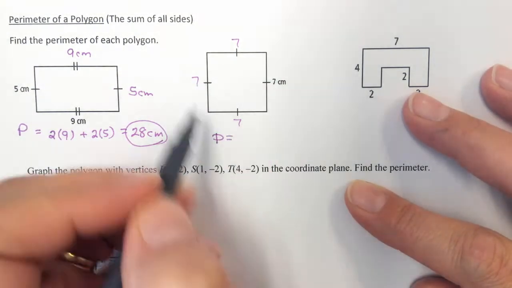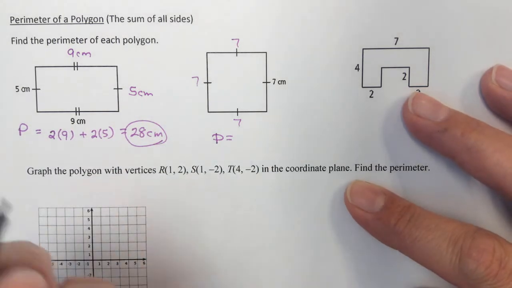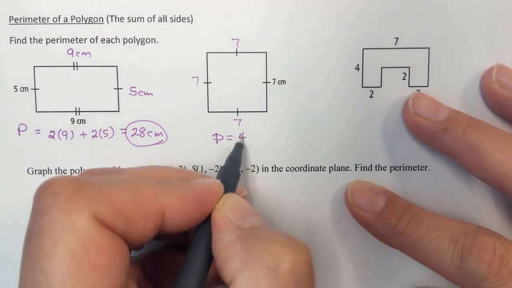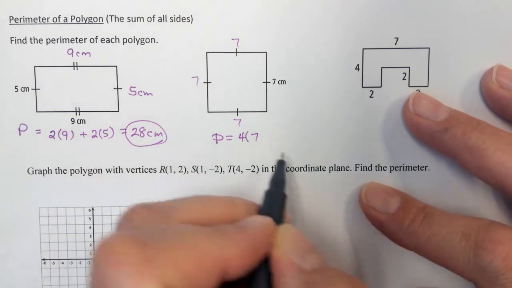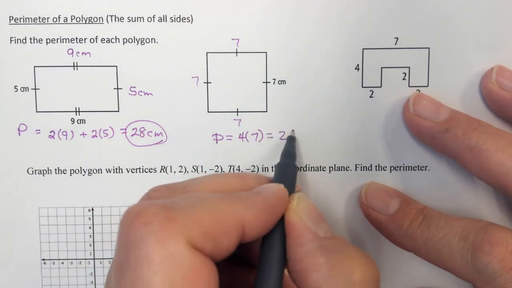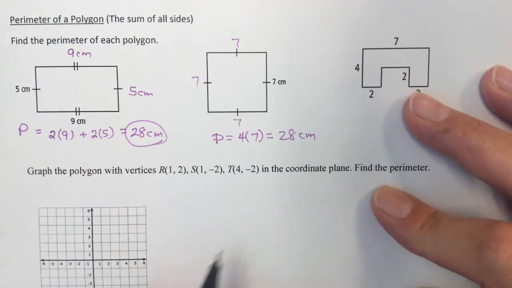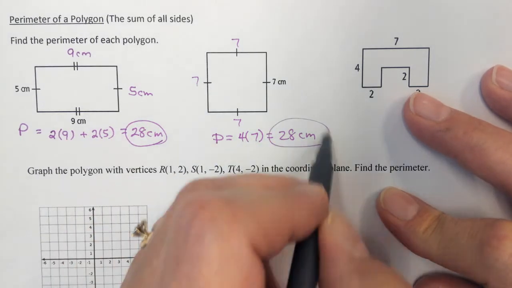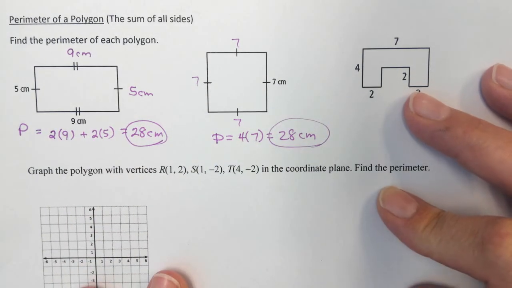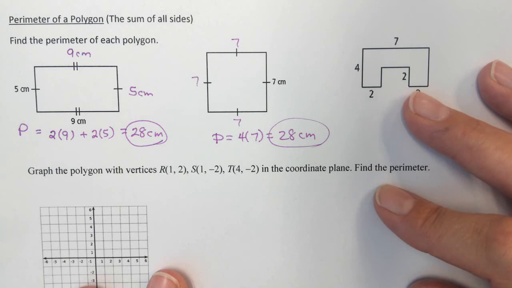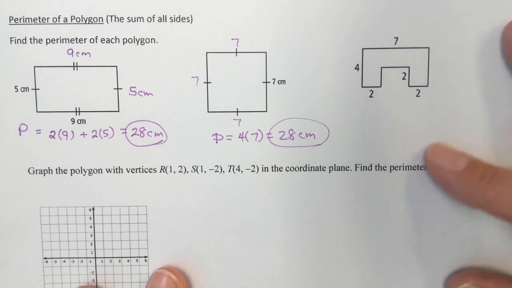For squares or rhombuses, in this case, you have 4 of the same side. So we could do 4 times 7 centimeters, which is 28 centimeters. So that one has a perimeter of 28 centimeters. Take the shortcut if you know how to use it.